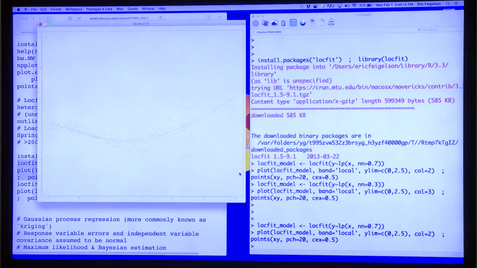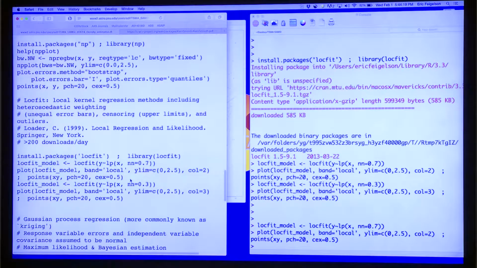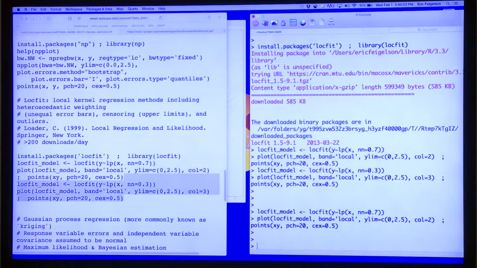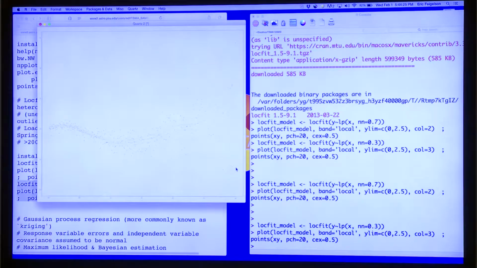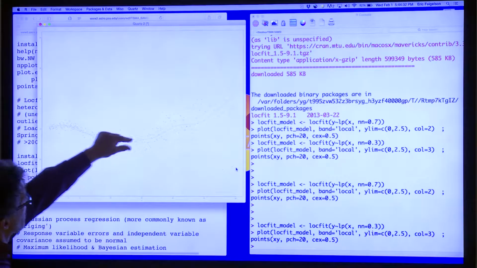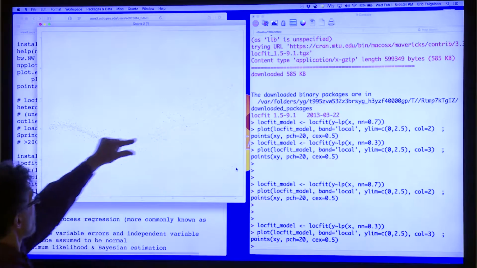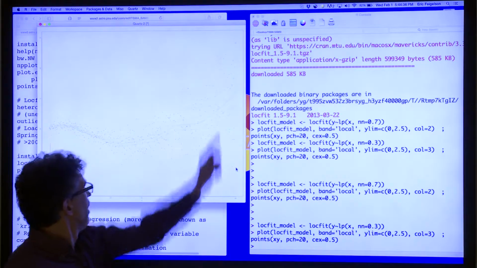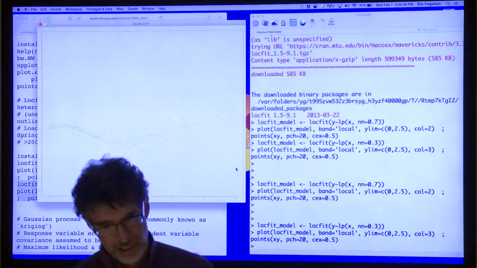It was too smooth. It didn't get the shape right. So I decided to try nn of 0.3. As you can see, I'm just guessing the bandwidths. And that one has too many wiggles. Okay, but the nice thing, again, is that it gives the confidence bands really quite nicely around the median curve.